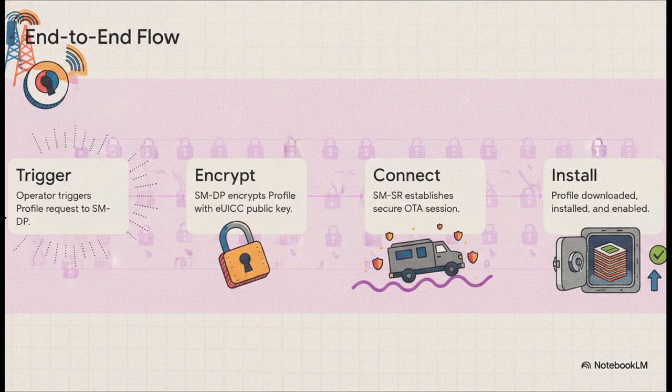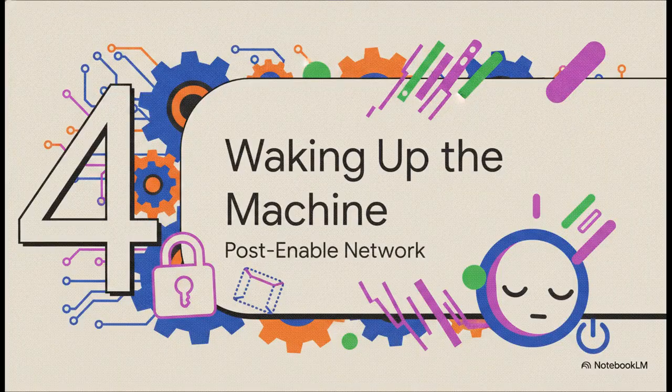Step 1 begins with the network operator triggering a request to the SMDP to create a profile. In Step 2, the SMDP creates it and encrypts it using the specific public key of the destination eUICC. This means absolutely only that exact chip can open it. For step 3, our armored truck, the SMSR, establishes the secure over-the-air session with the eUICC. And finally, step 4. The profile is downloaded, installed, and successfully enabled, either replacing or living alongside an existing profile in that vault. And that brings us to section 4, waking up the machine.